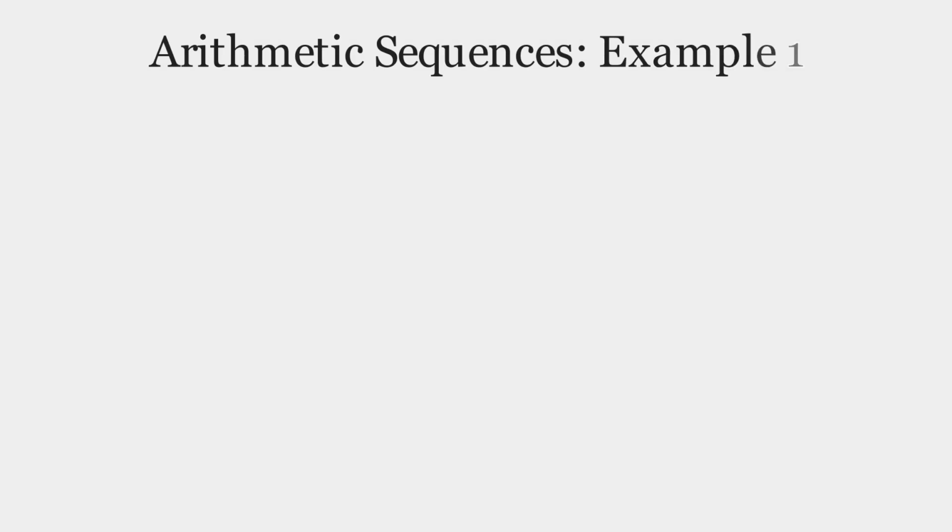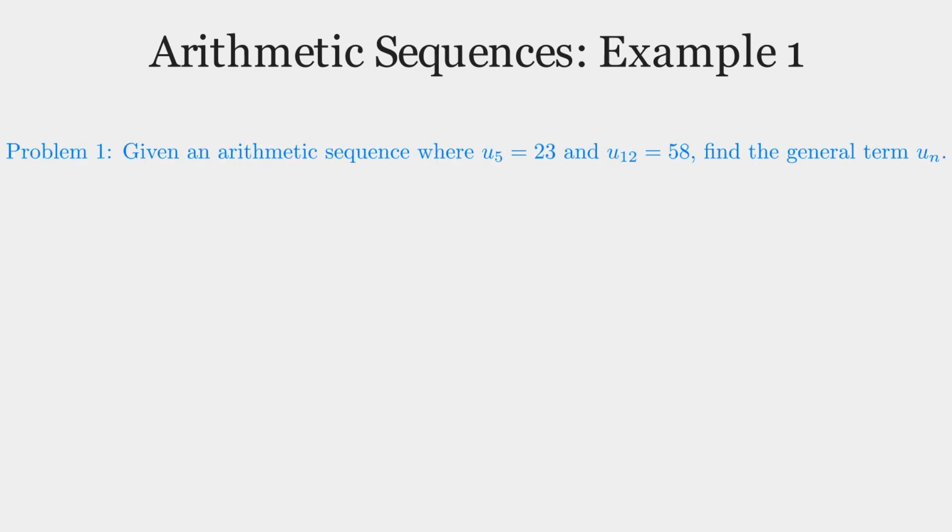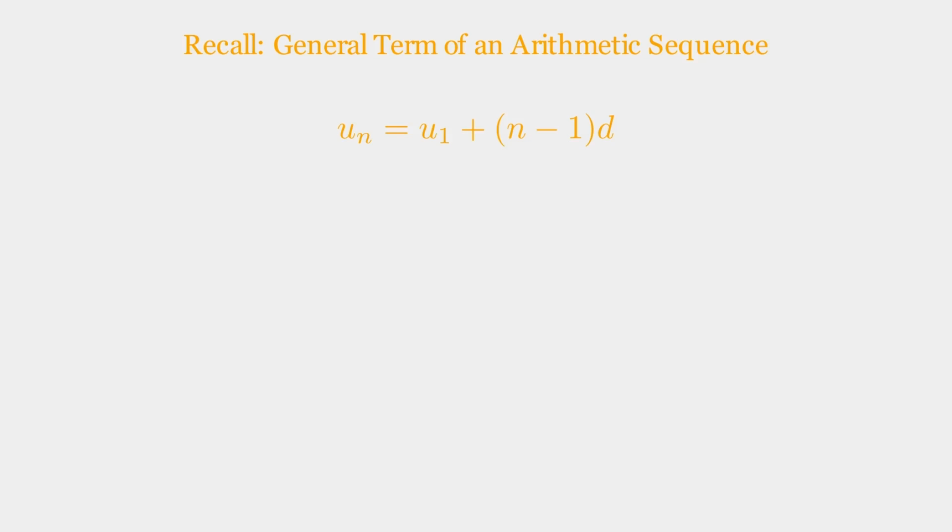Okay guys, let's take another example now. Let's say we have two terms given to us. U5 equal to 23 and U12 equal to 58. Now we have to try and find the general term Un. Here in the given, we do not have U1 and we do not have D. We know that the general term is Un equal to U1 plus n minus 1 times D.